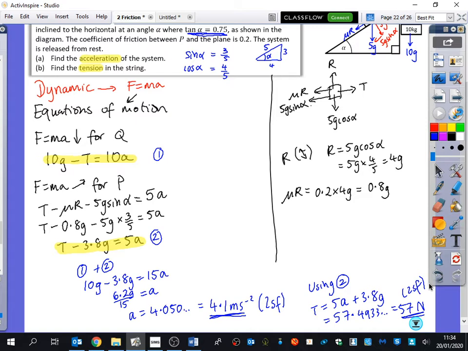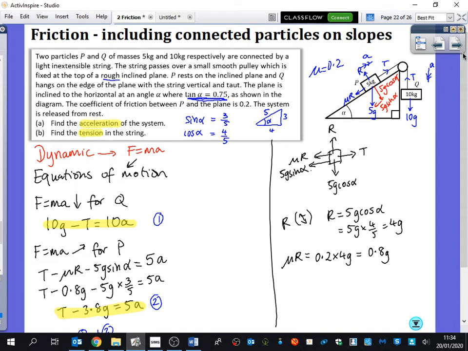While some of you are writing that down, what would probably happen in the harder versions of these questions is it would say something like Q is 2 meters above the floor and P is further away from the pulley than 2 meters. It's quite far down the slope. And it would say something like, how long does it take for P to come to rest?